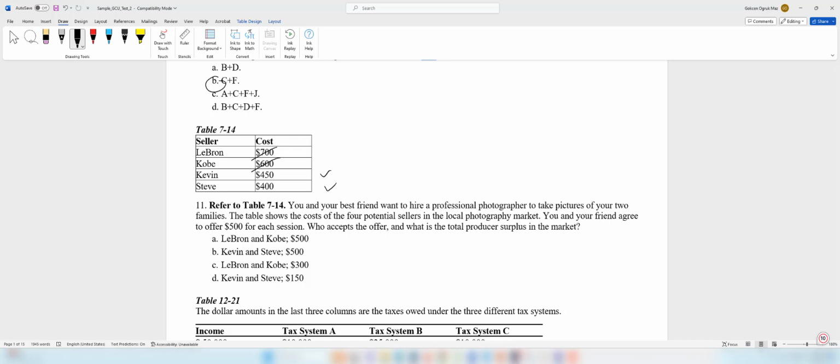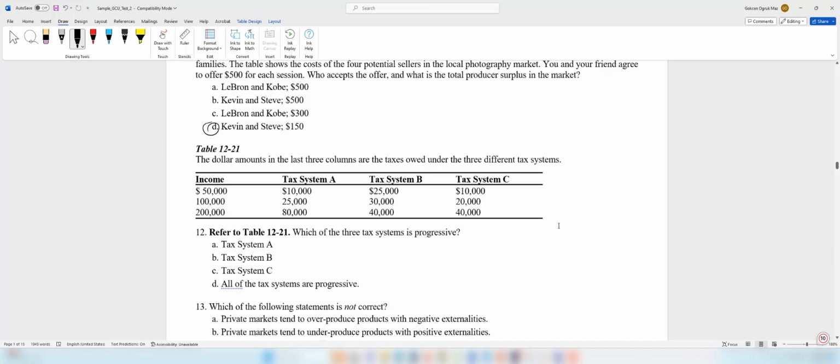And if Kevin and Steve accept, then the producer surplus, the total one, is from Kevin, you have 500 minus 450, which is 50. From Steve, it's 500 minus 400, which is 100. If you sum this, it's 150. So the right answer is Kevin and Steve, 150.